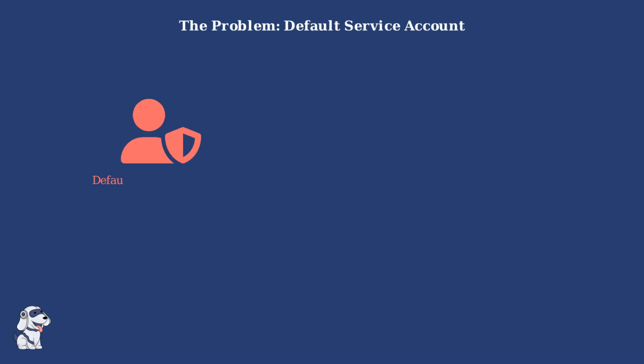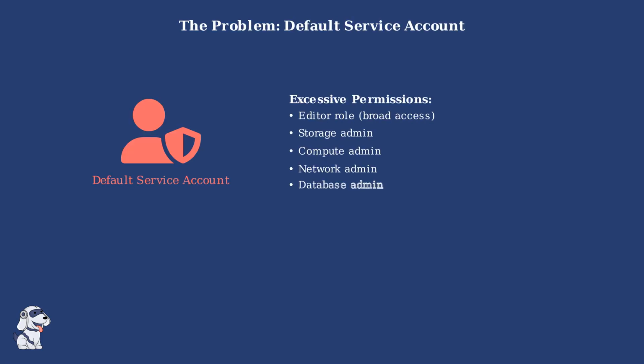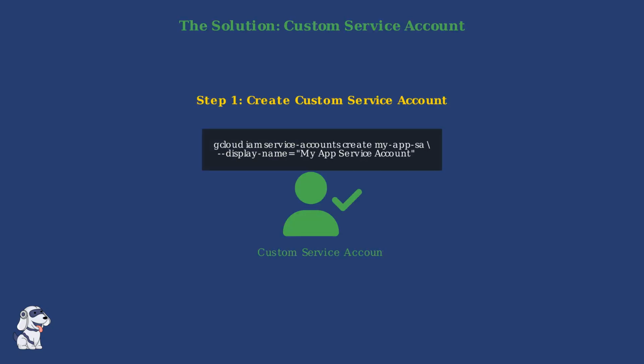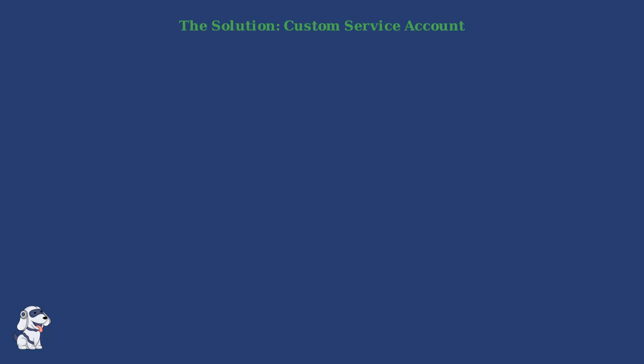The default service account in Cloud Run typically has broad permissions, including editor role access. This violates the principle of least privilege and creates unnecessary security risks for your application. Step 1 involves creating a custom service account specifically for your application. This account will be configured with only the permissions your application actually needs.